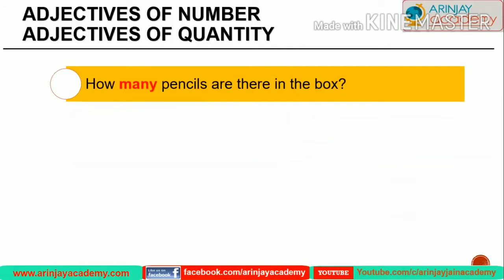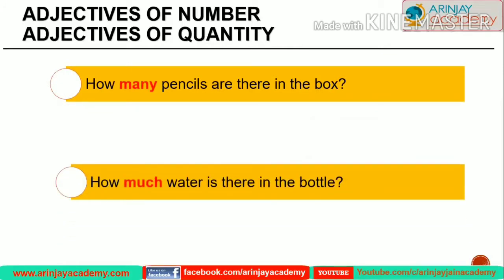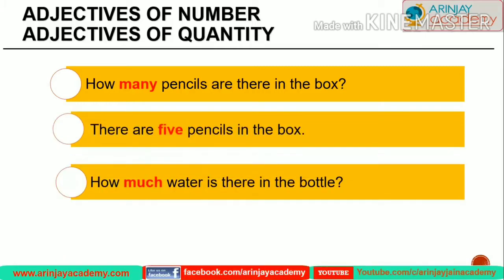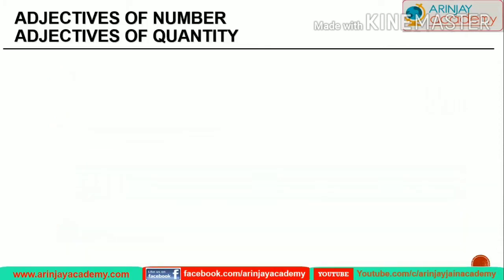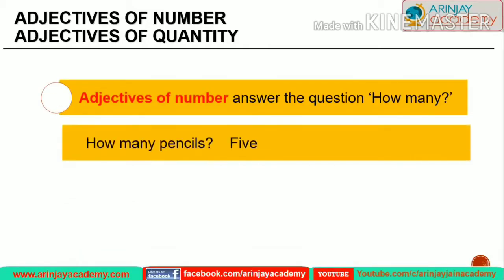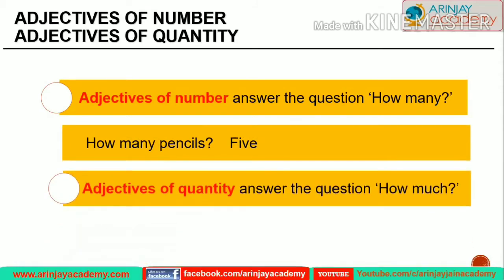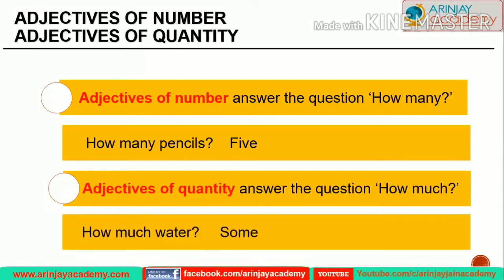How many pencils are there in the box? How much water is there in the bottle? There are 5 pencils in the box. There is some water in the bottle. Adjectives of number answer the question, how many? How many pencils? 5. Adjectives of quantity answer the question, how much? How much water? Some.